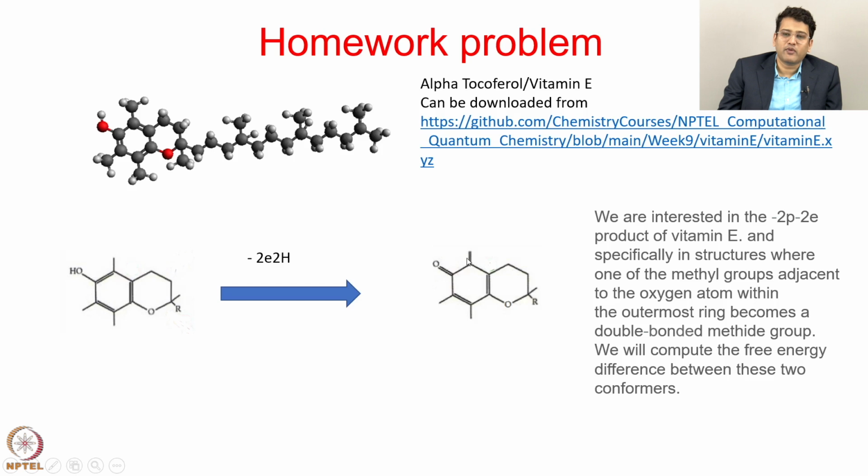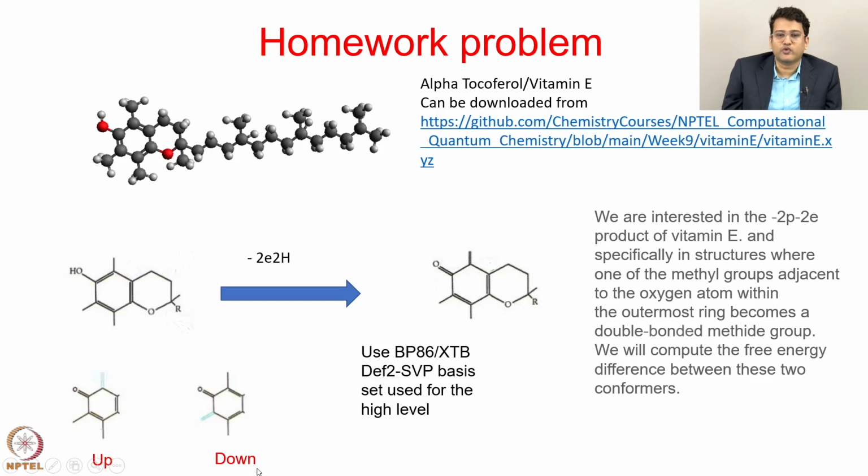Now, the methide group can be formed on both sides, so the other hydrogen can get removed. The methide group can come here, which we will consider as up, and it can be formed from here, which we will consider as down. So we are going to calculate the free energy difference between those 2 conformers.